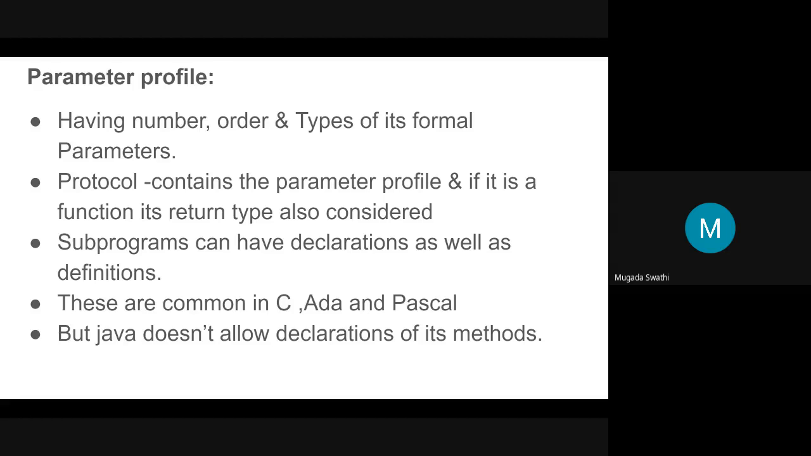Subprograms can have declarations as well as definitions. Whatever declarations like local variables, we can also explicitly mention them in the function body of a subprogram. So these are the common practices we see in C, Ada programming language, and Pascal. But Java doesn't allow declarations of its methods.